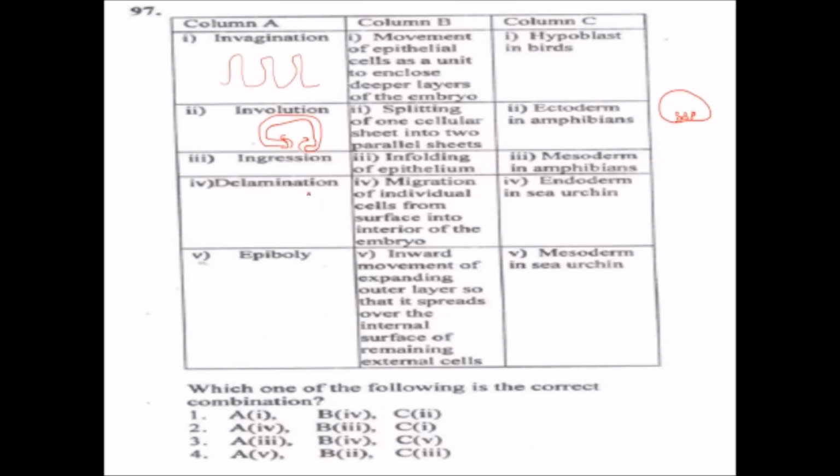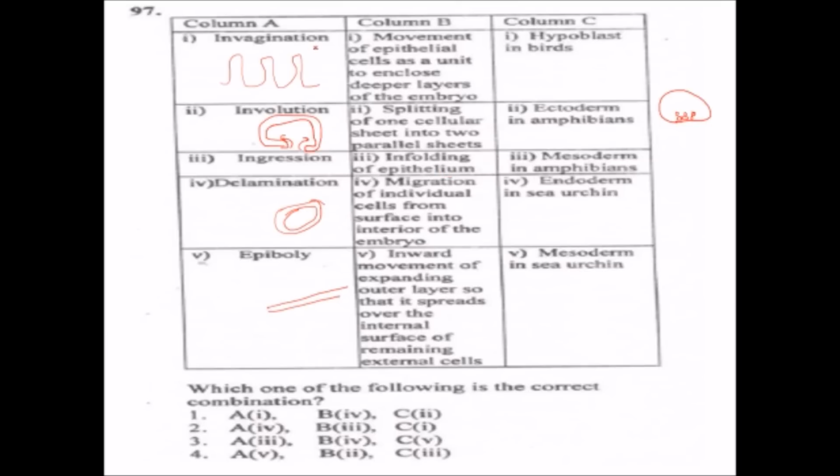And the delamination is the, here the delamination itself, the name indicates that there will be lamination or the formation of different layers during the embryo development. And epiboly has expansion of one sheet over the another. So as per this, if you will look, the number one is invagination. Invagination is not splitting, it is the infolding of the epithelial layer.